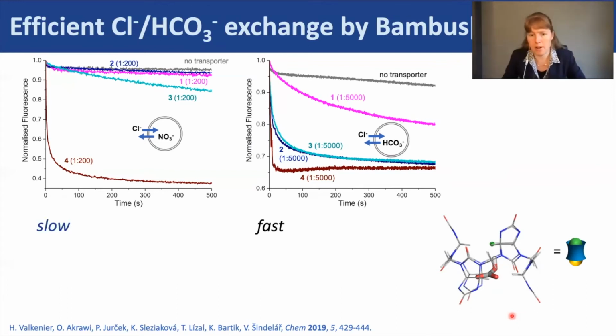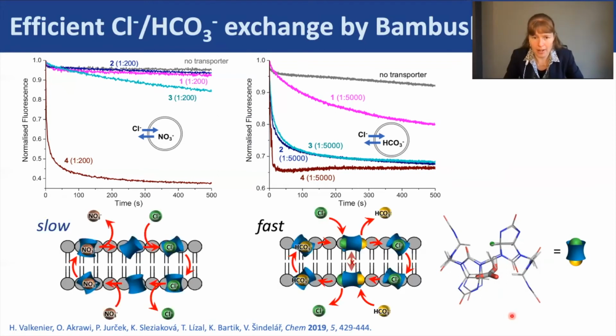Well, that's a bit similar to what Amar Flood has found for other types of anion receptors for hydrogen sulfate. And we think that this complex could explain why transport is so fast. Because in the case of chloride-nitrate exchange, nitrate has to be released to get the empty bambusuril before the chloride is bound, then chloride is released before nitrate is bound.